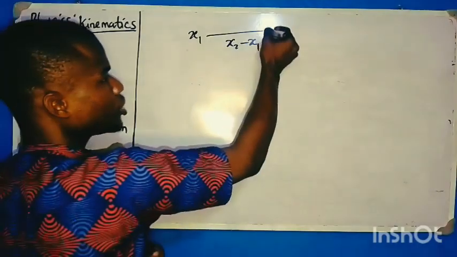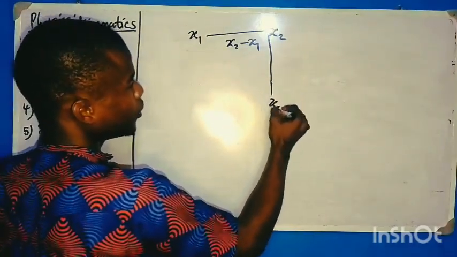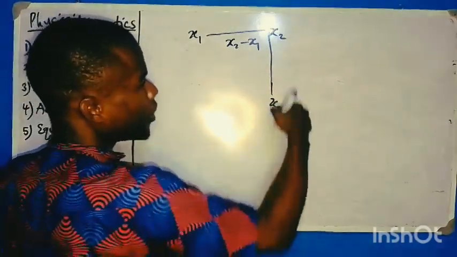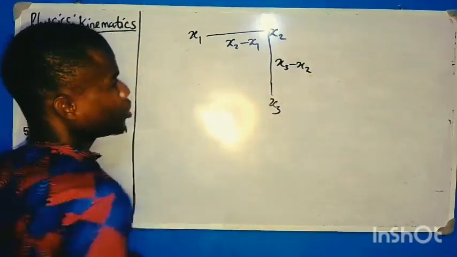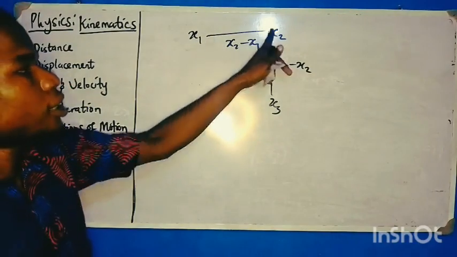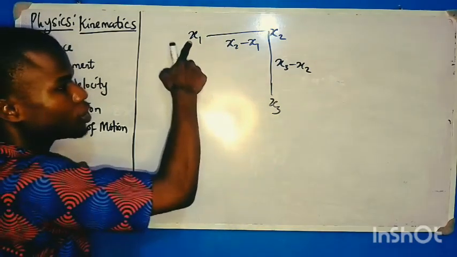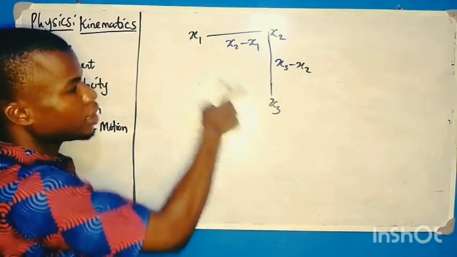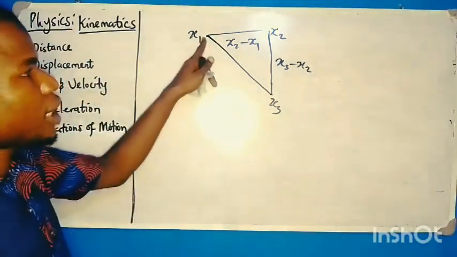But let's say the body decided to move from x2 to x3 down here. So here, remember the distance between these 2 points is x3 minus x2. But for displacement, we are not going to add this to this because that's the distance. We find the shortest distance between where it started and where it ended. So we draw a straight line to join where it started and where it ended.